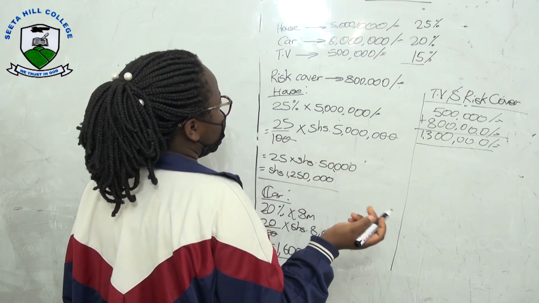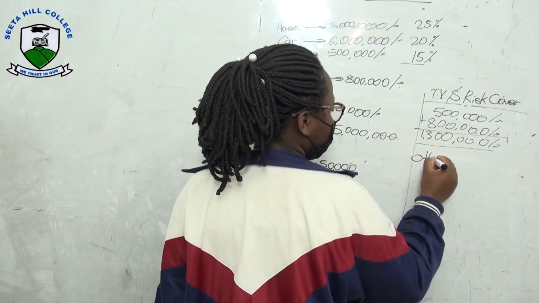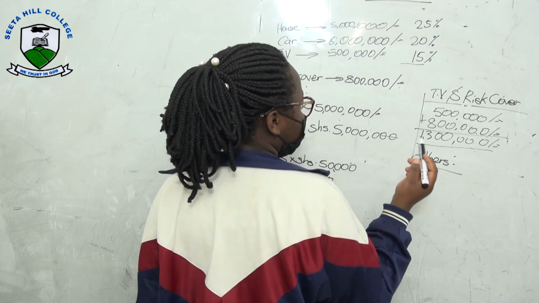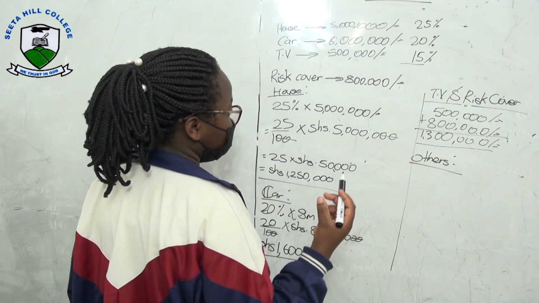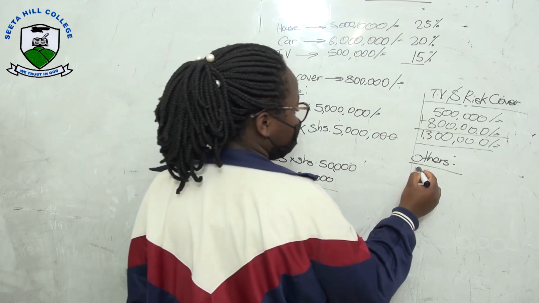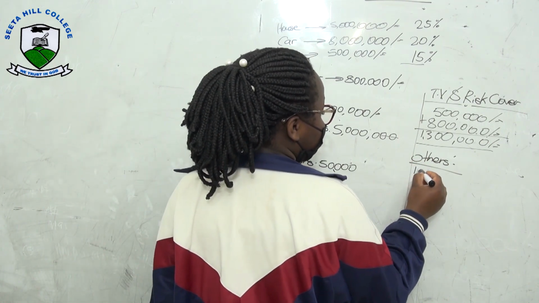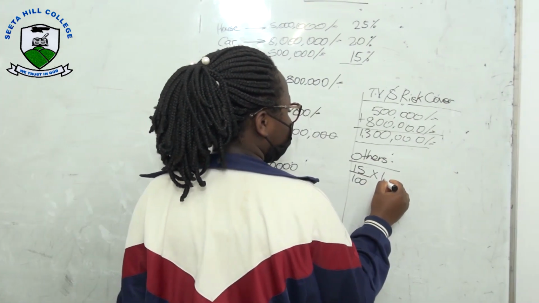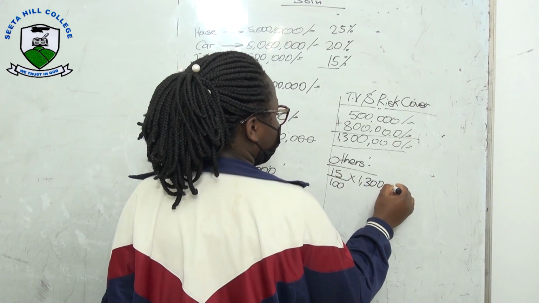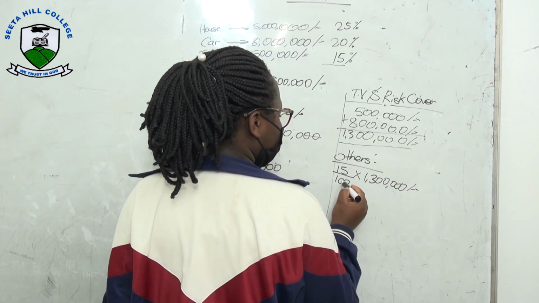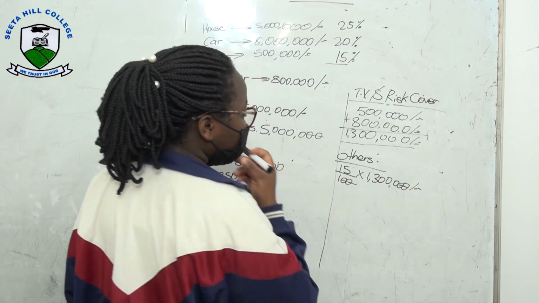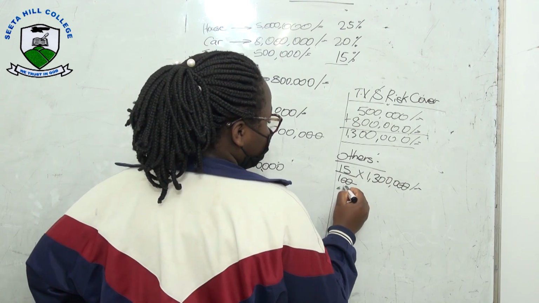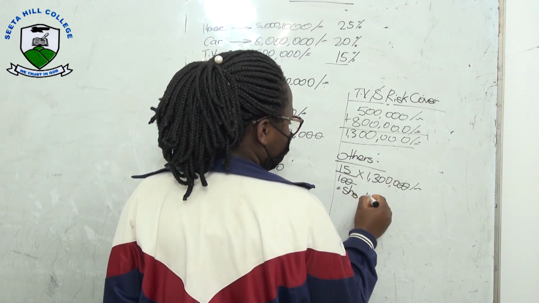So now finding for the others. We shall have the percentage that we were told on the other assets. It's 15%. So it will be 15 out of 100 times 1,300,000 shillings. 2 zeros can be transferred. Then 15 times 13 gives 195,000.